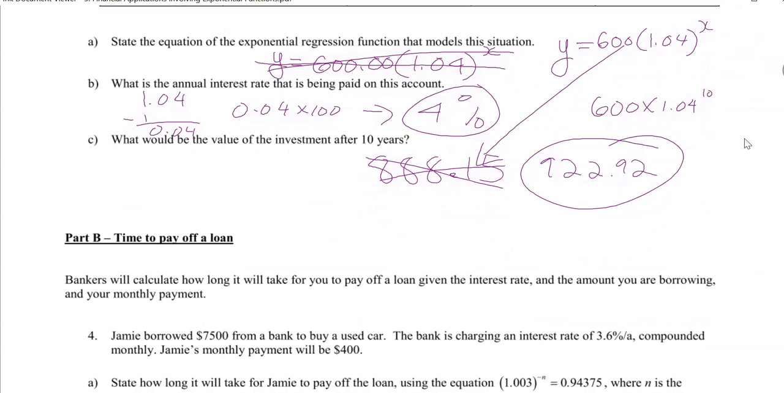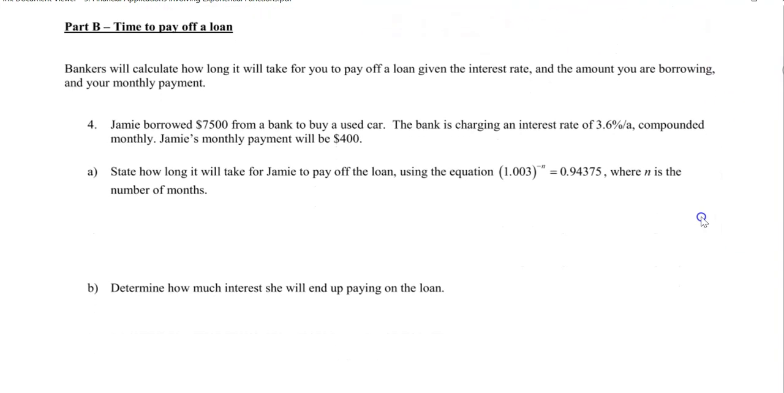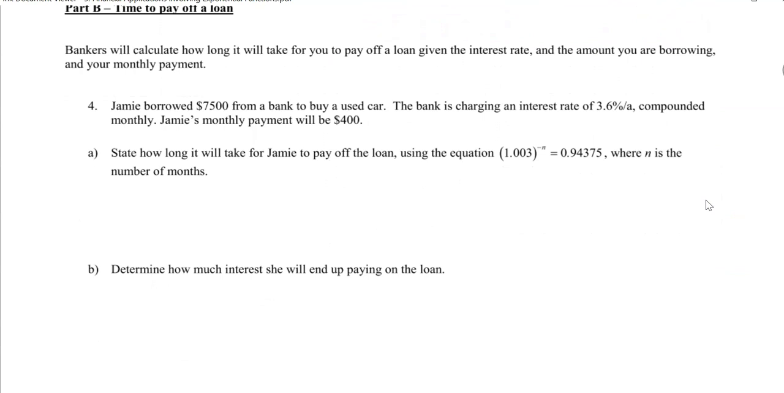It's time to pay off the loan. Bankers will calculate how long it will take you to pay off the loan given the interest rate, the amount you are borrowing, and your monthly payment. So Jamie borrowed $7,500 from the bank to buy a used car. The bank is charging an interest rate of 3.6% per year, and it's compounded monthly, and she's going to make monthly payments of $400 a month. Okay? So borrowing $7,500, has to pay interest on that.